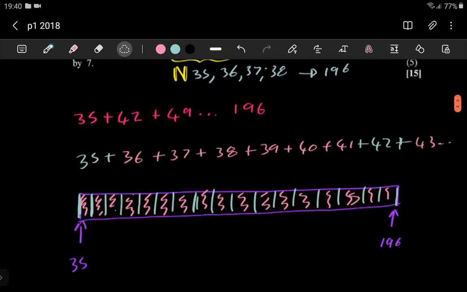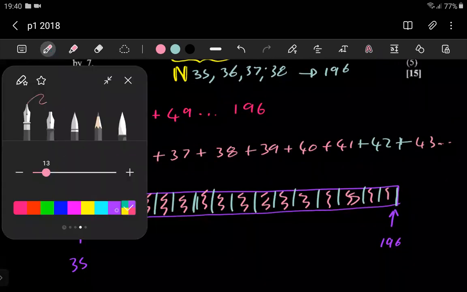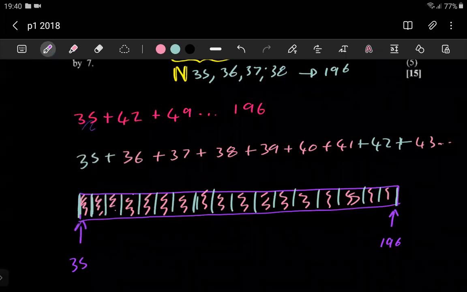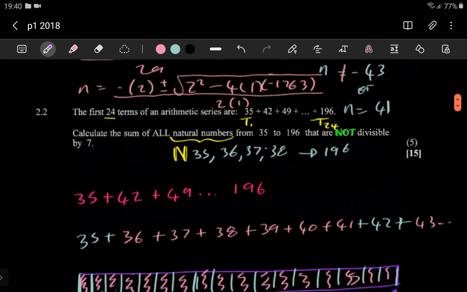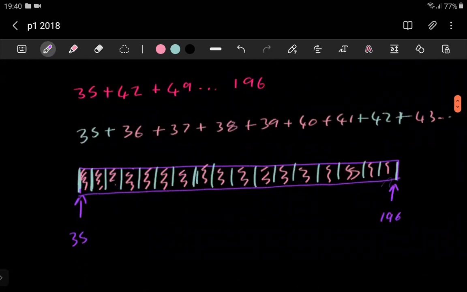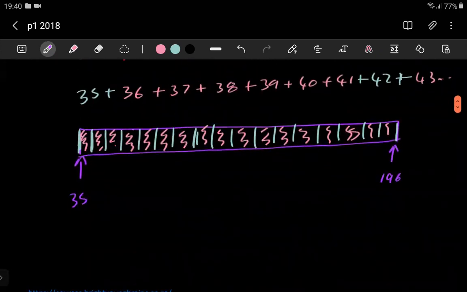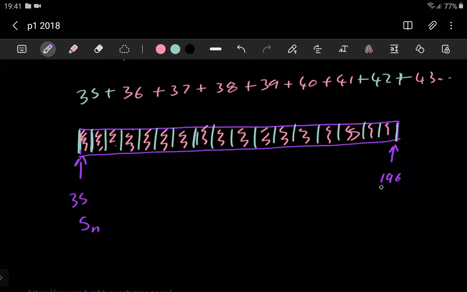Now the fortunate thing is adding up everything is easy. Adding up all the ones that are divisible by 7 is also easy, because you'll then just be able to say everything together minus the ones divisible by 7. You're going to be left with the ones that are not divisible by 7. Now adding everything up is quite straightforward. You're going to use your Sn formula, because that's the first thing you need to do. You need to add everything up, meaning you want the sum of everything from 35 to 196.